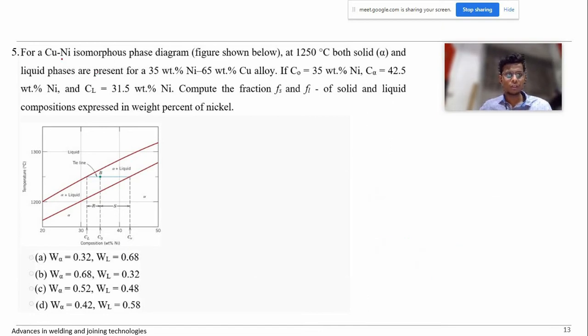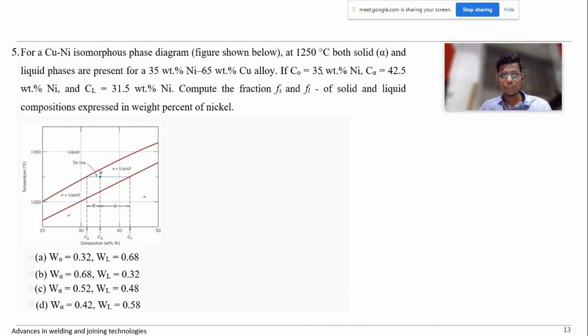Okay. For a given copper-nickel isomorphous phase diagram, shown below, at a given temperature around 1250 degrees Celsius, the alpha phase and liquid phase are present, for 35% nickel and 65%. So this is the tie line.